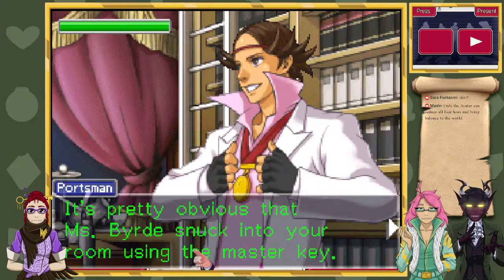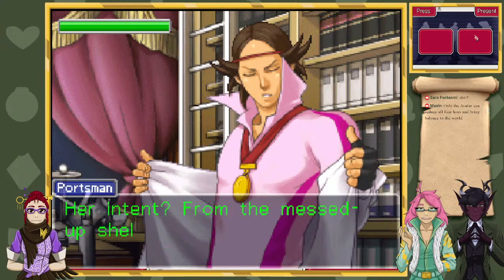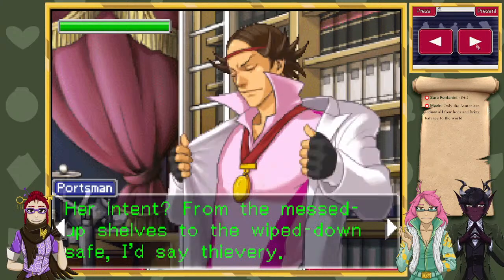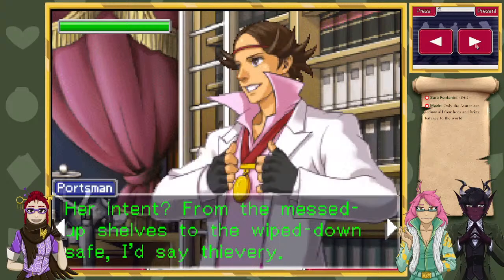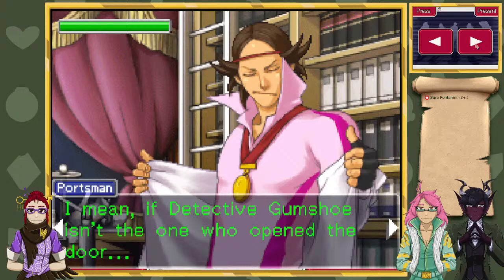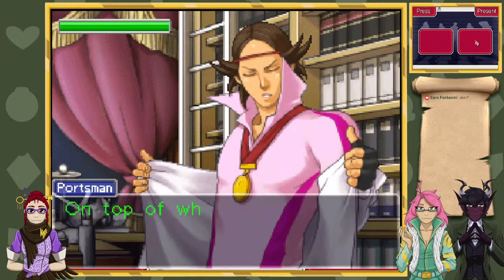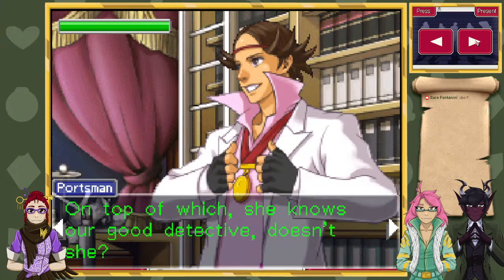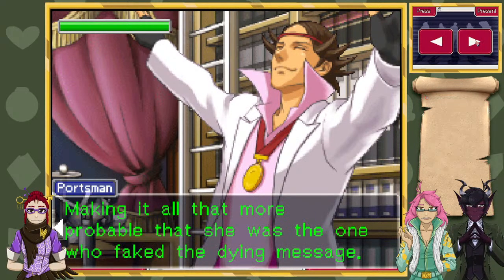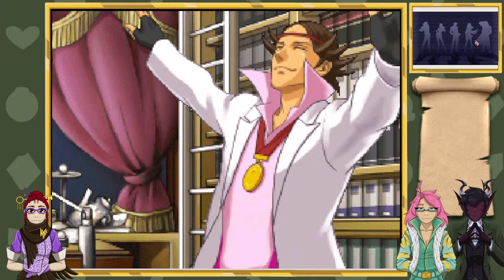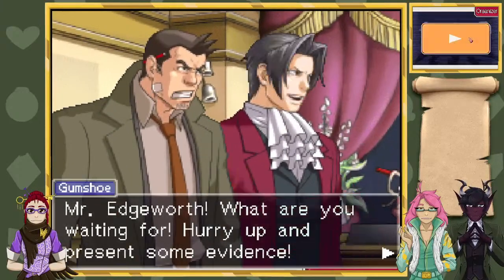It's obvious she snuck into your room using the master key. Wiped down the safe, say, thievery. If the time to come shoot didn't open the door, then that's only Bird. On top of that, she knows him. Interesting. Oh, sorry. I went all the way around.